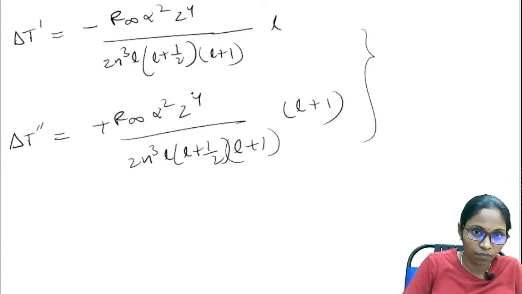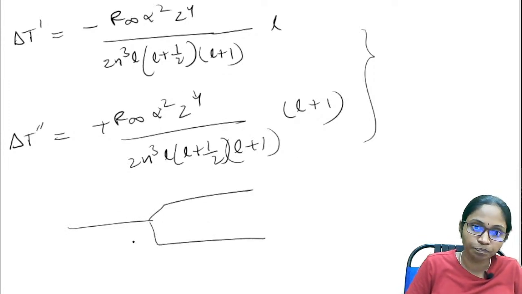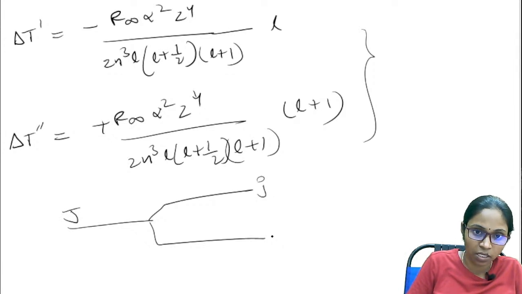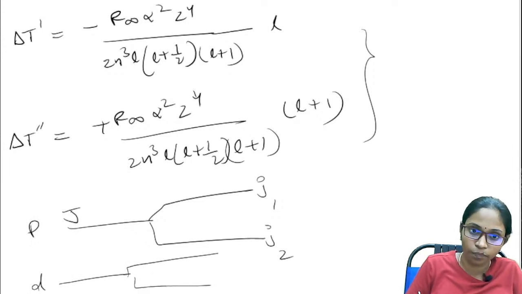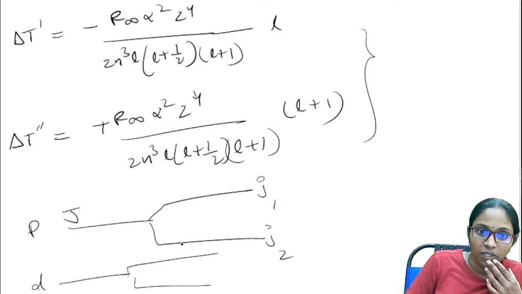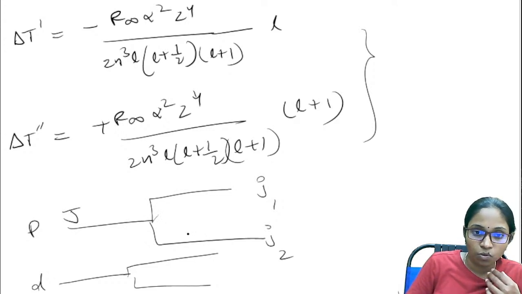That means one orbital is split into two orbits. If this is the initial J value, then after splitting you will have J1 and J2. If the transition takes place from some p orbit to d orbit, the d orbit will also split into two orbits. Therefore, we don't know where the electron actually is in these J1 and J2 orbitals.